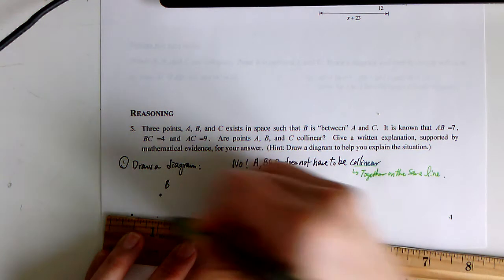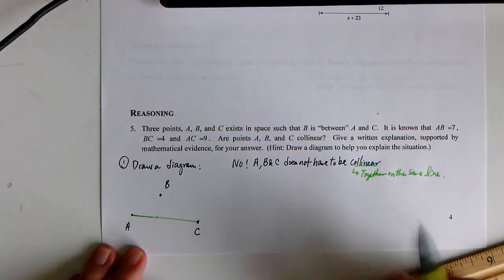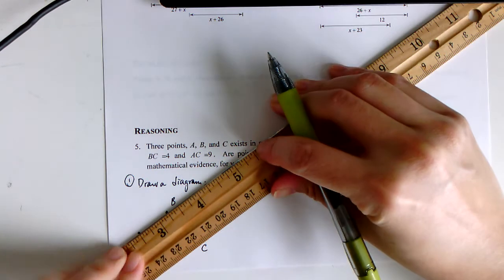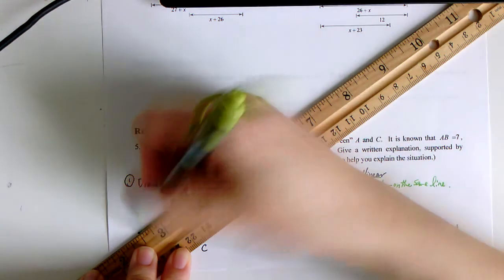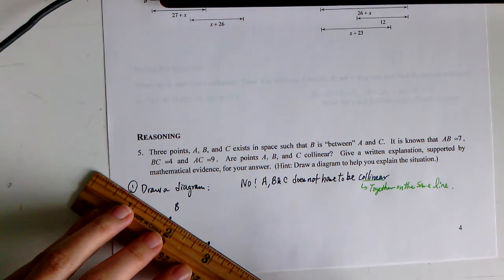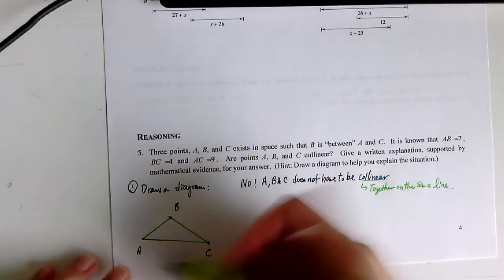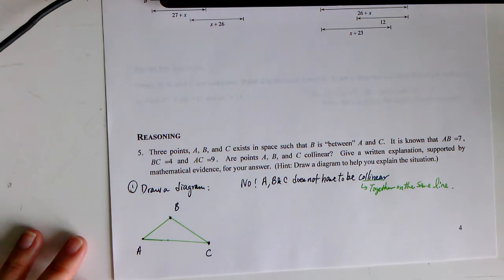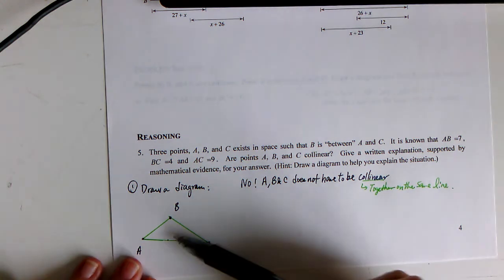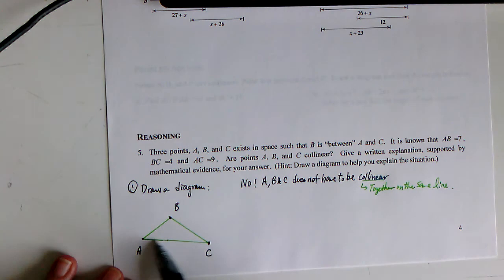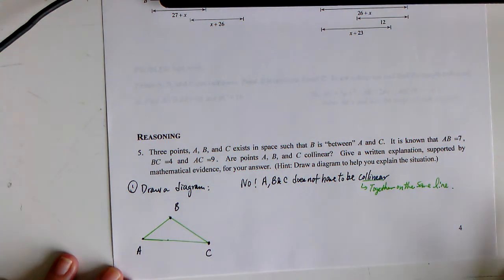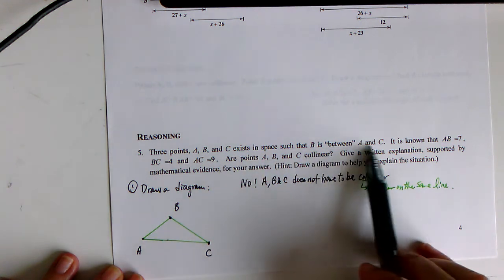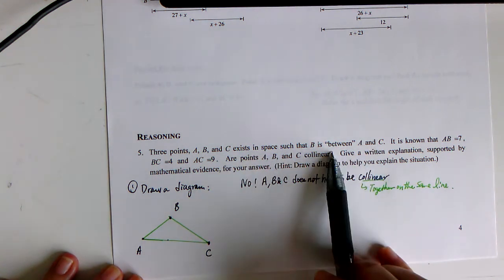Because if I connect the dots right here, I can see that AC is on one line. AB is not on the same line as AC, and BC is not on the same line, right? It's three separate and different lines. So A, B, and C do not have to be collinear. Could they be? Yes, they could. I could put a B right over here, or anywhere along this line of AC, but it's not always the case. There's no indication in here that it has to be there.